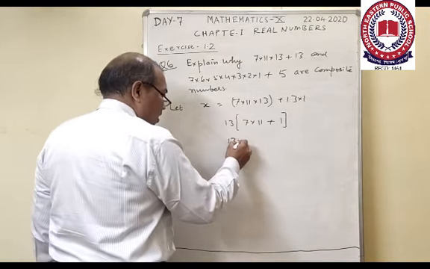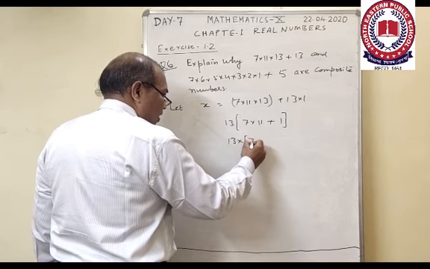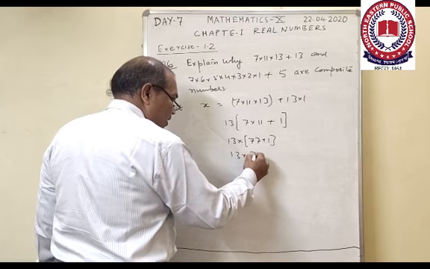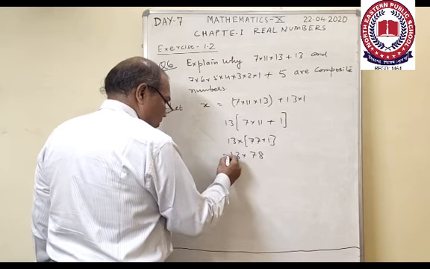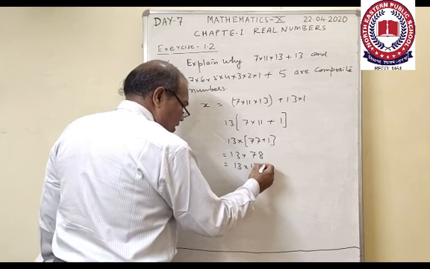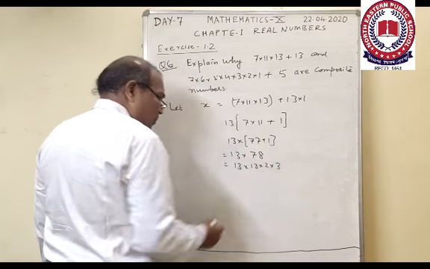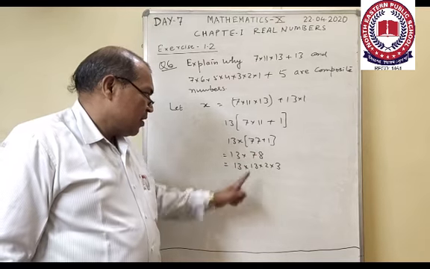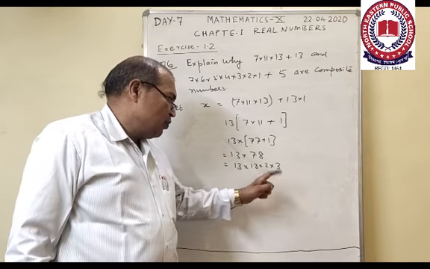So 13 into, this can be written as 77 plus 1, so 13 into 78. Whenever it is simplified, we will get 13 into 2 into 3. This will be the factorization of 78: 13 into 2 into 3.